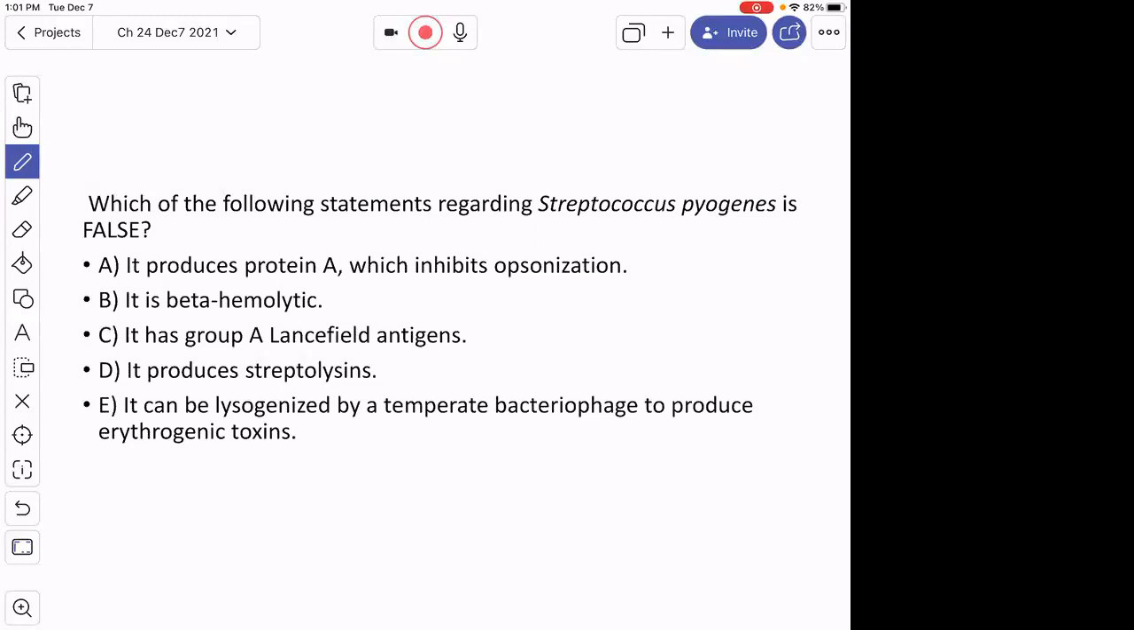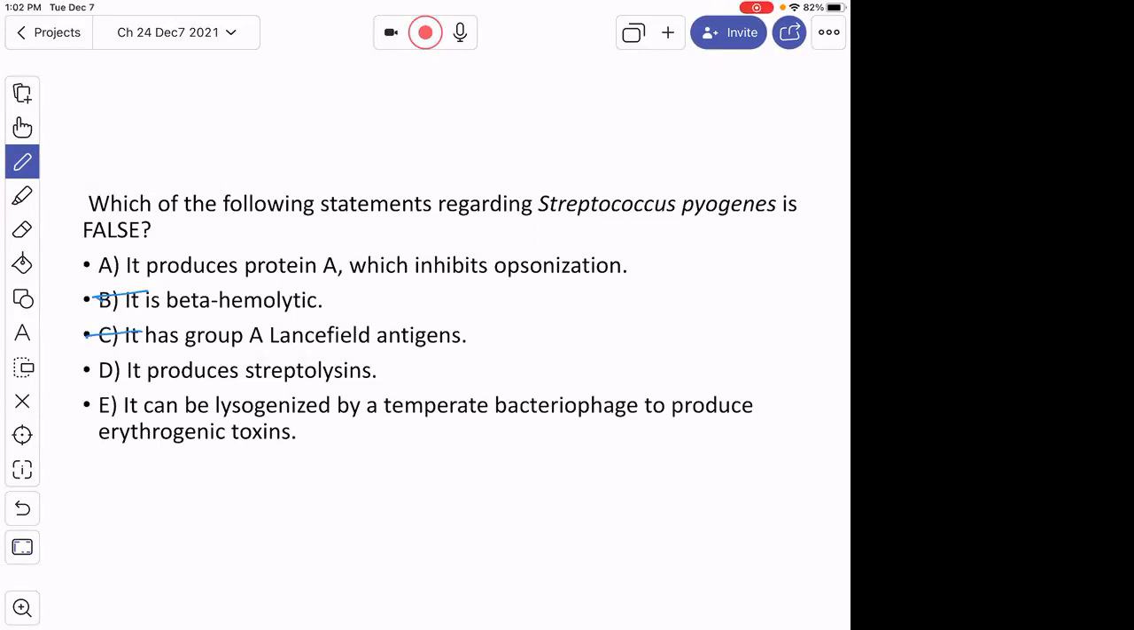So maybe you had a chance to look at this already, decide what you think. Strep pyogenes, which of the following is false? This question gets a little bit more specific. I wouldn't ask you what Lancefield group strep pyogenes is, or its hemolysis type. Those are maybe lab questions. These are both actually true. It is beta hemolytic and it has group A Lancefield antigens.